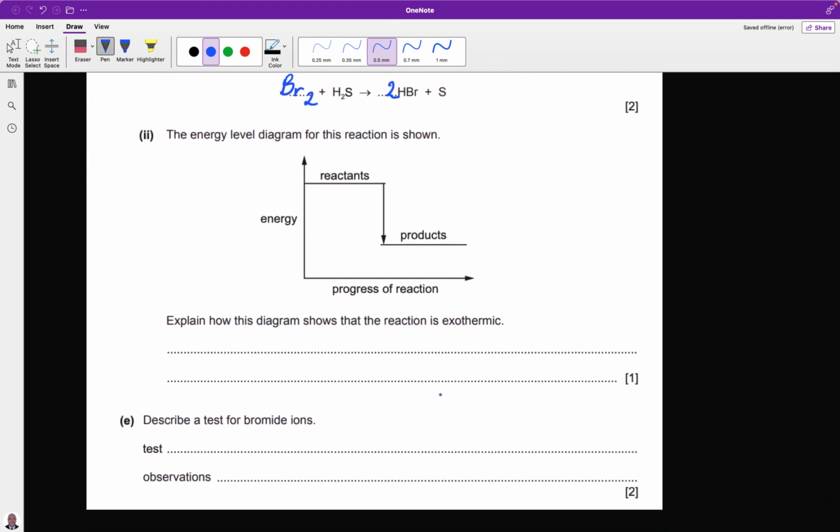The last section, the energy level diagram for this reaction is shown. We have the reactant, we have the product. Of course, this is an exothermic reaction. Explain how this diagram shows that the reaction is exothermic. Very simple. The energy released in forming product is less than the energy of the reactant.